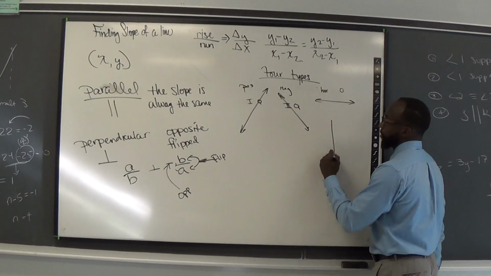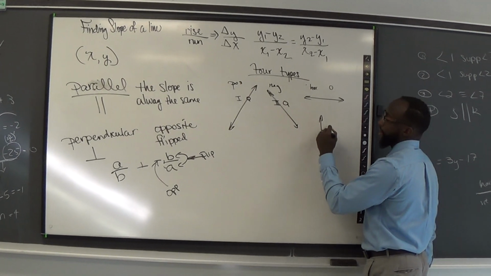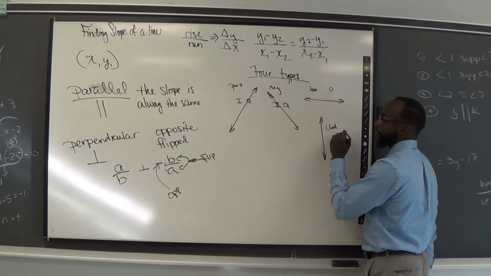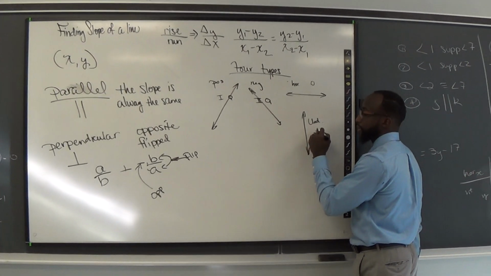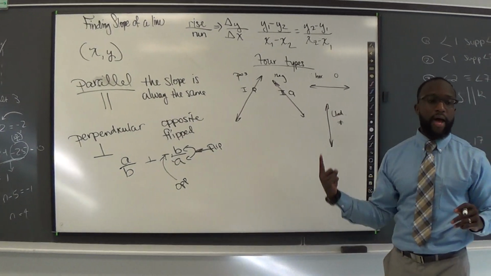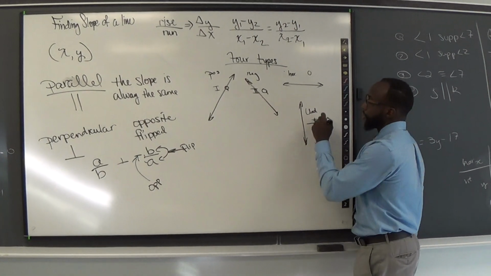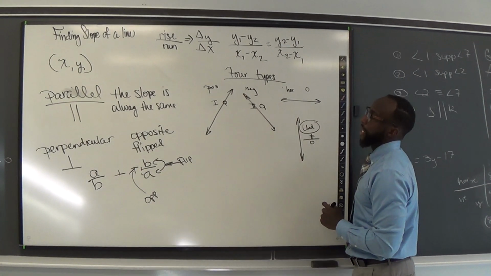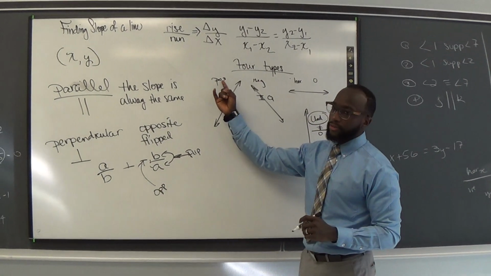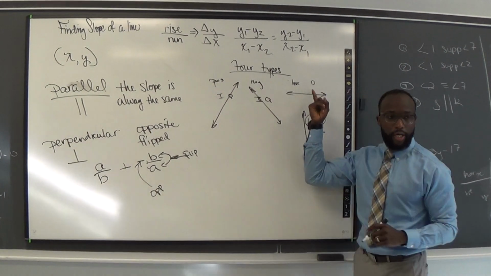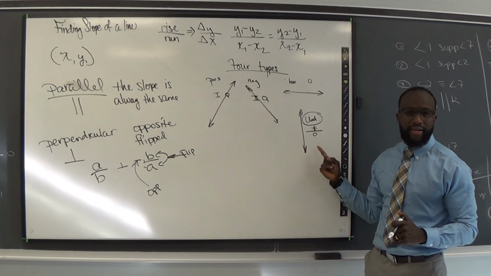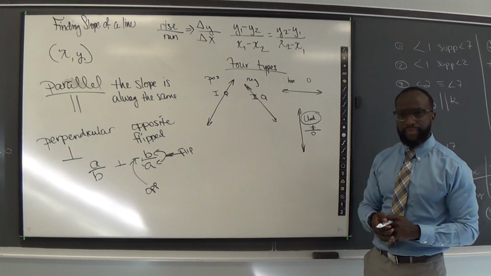And if you have a vertical line, you're going to have an undefined slope, which means there's going to be a number for the y value, but no number for the x value. So it's going to be a number over 0, which means undefined. Again, you have 4 types of slopes: a positive slope, a negative slope, 0 slope, or an undefined slope. We all good with that?